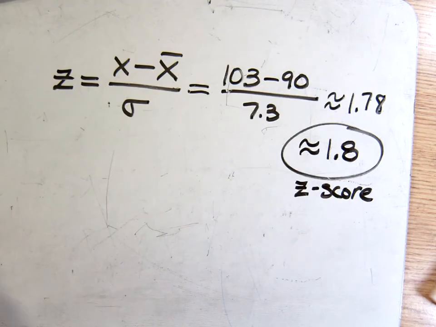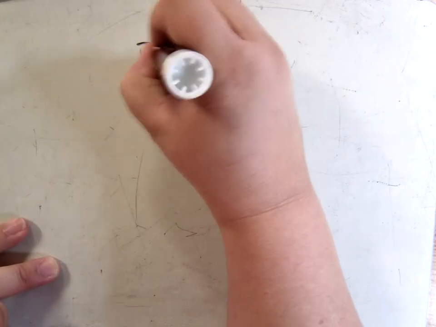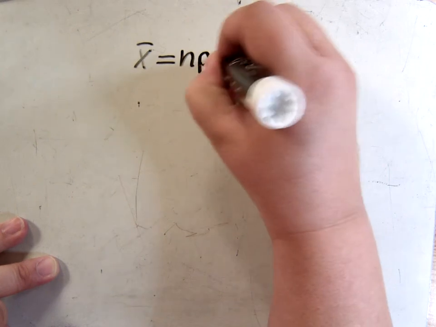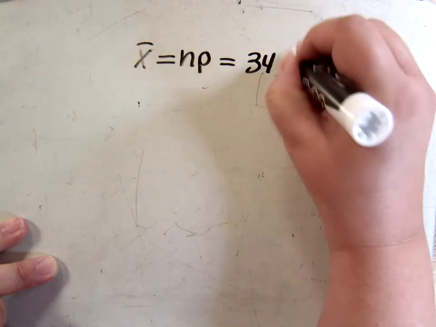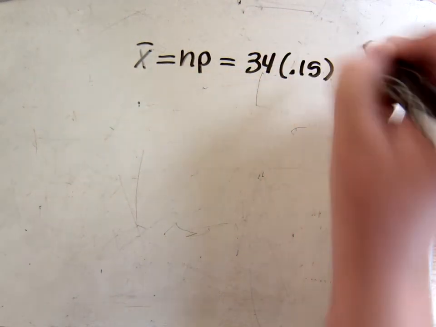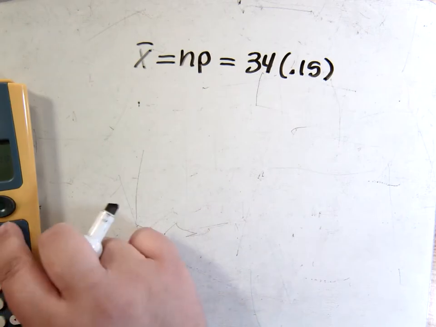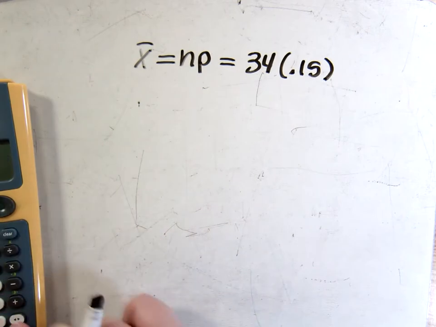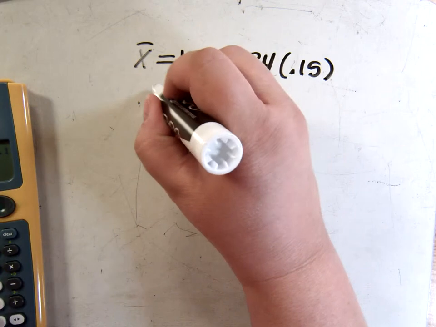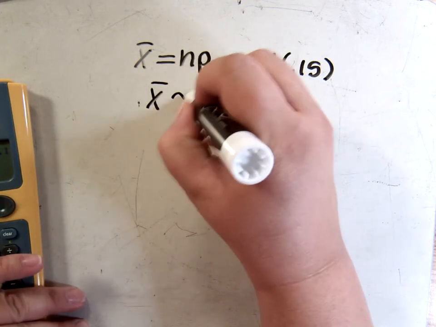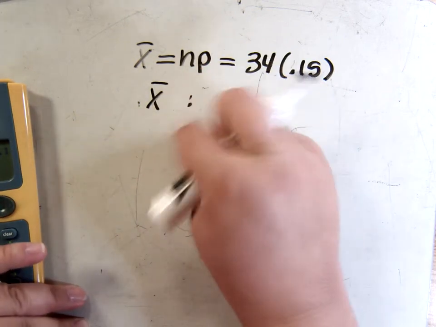So, we're just plugging in x bar, n times p, so that's 34 times 0.15. And that gives me 5.1. Actually, it's not even approximate, it's exact.